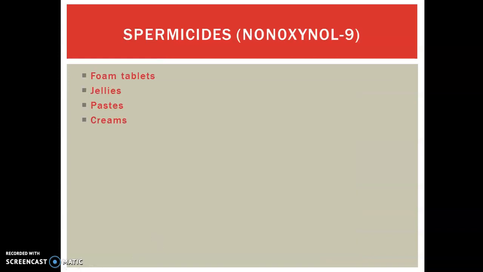Then application of spermicides. Spermicides contain a sperm killing agent, nonoxynol 9, and can also contain certain acidic substances like lactic acid, citric acid, boric acid, potassium permanganate, and zinc sulfate. These are available in the form of foam tablets, jellies, pastes, or creams, and are applied into the vagina during sexual intercourse, and the sperms will be killed by these spermicidal substances.